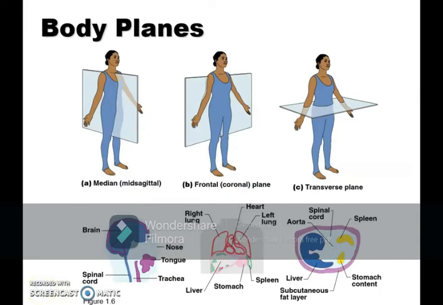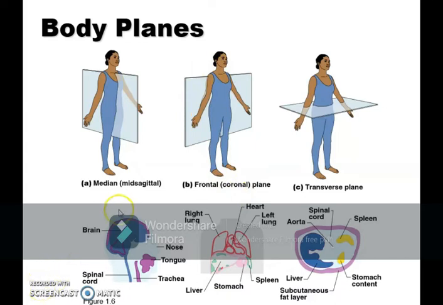Our next lesson is all about the body planes. So we have here the median, the frontal, and the transverse. Let's start with the frontal plane or the coronal plane. The coronal or the frontal plane is a vertical plane running from side to side that divides the body or any of its parts into anterior and posterior. So as you can see, we are dividing the body into anterior and posterior. This is what we call the frontal or the coronal plane.